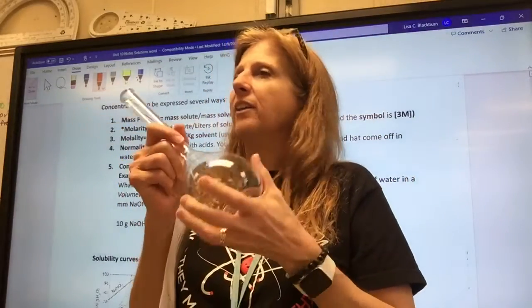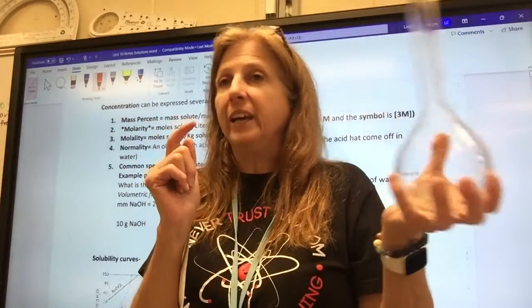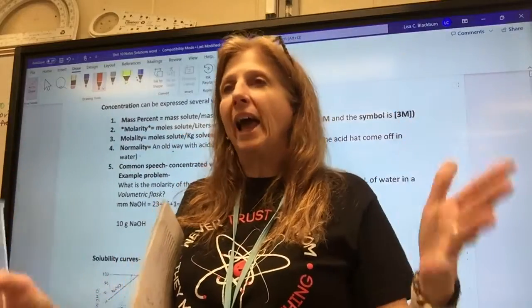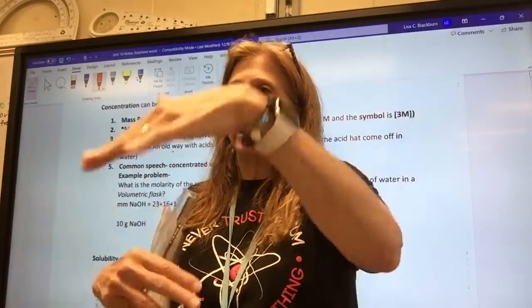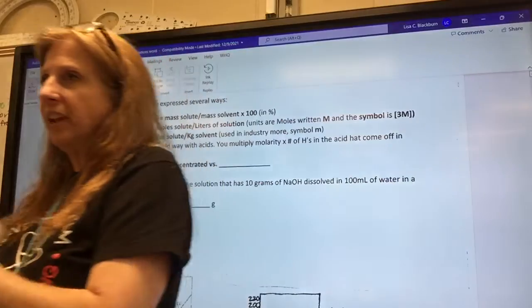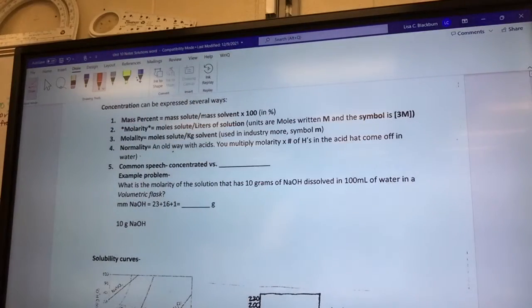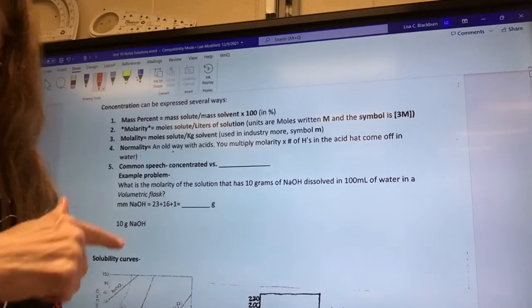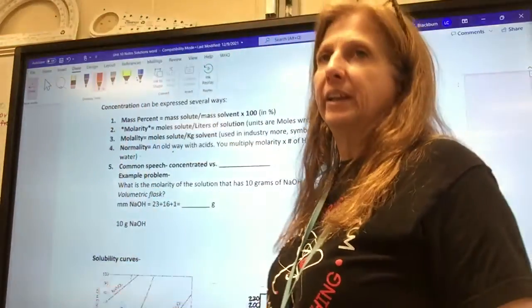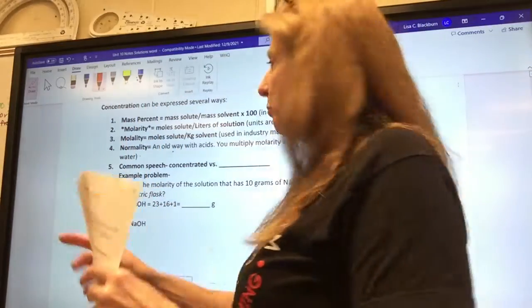If I was making tons of chemicals, these would no longer be convenient. I would need to weigh out the tons of chemicals and have a robot mix them. Do you see? So there are certain ways of doing this that I do where industrial chemists do it a different way. And that's why there's these different words, okay?